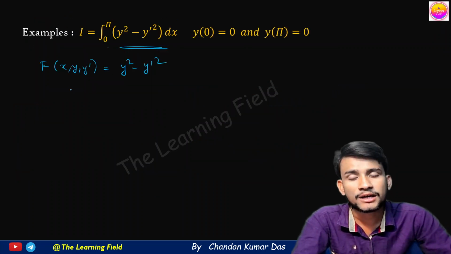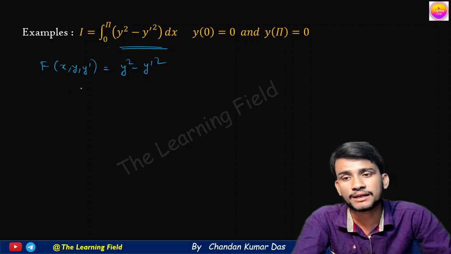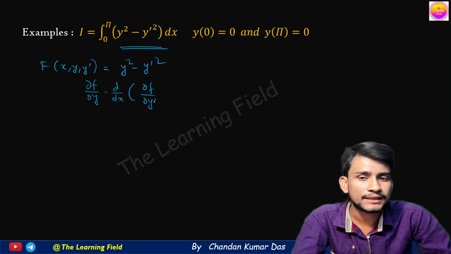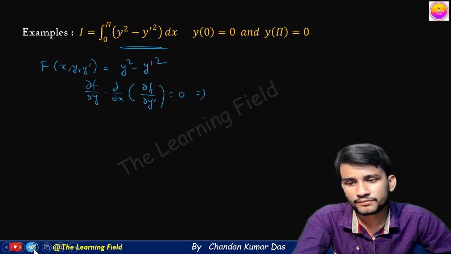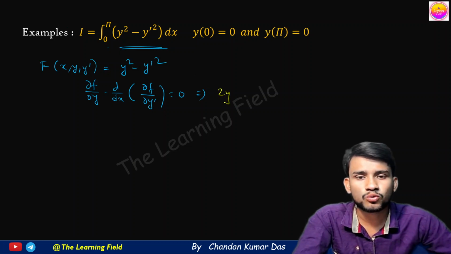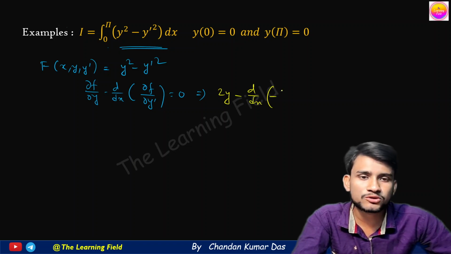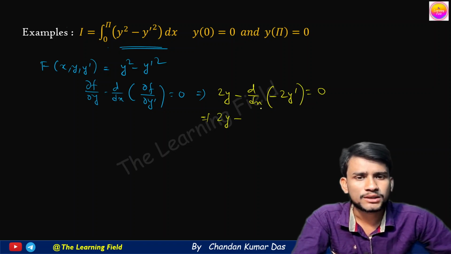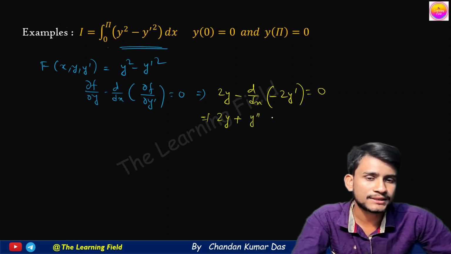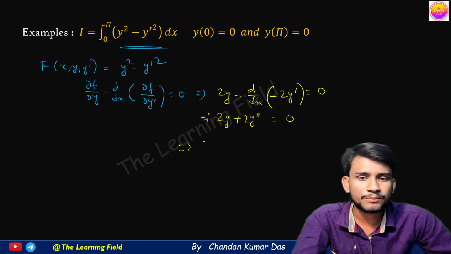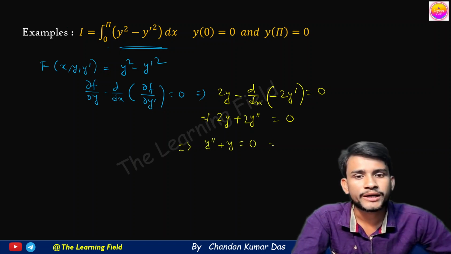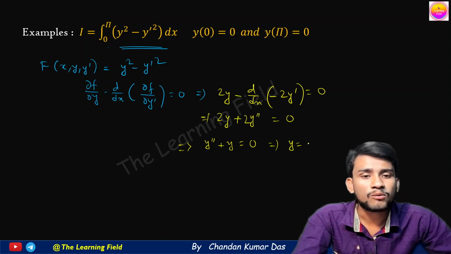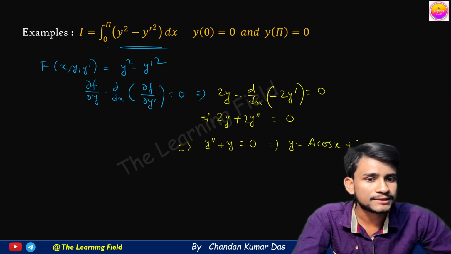Here I can apply the general formula also. The formula is ∂f/∂y minus d/dx of ∂f/∂y dash, this is equal to 0. Now this means ∂f/∂y is 2y minus d/dx of ∂f/∂y dash, which is minus 2y dash, equal to 0. So 2y minus d/dx of minus 2y dash means plus 2y double dash, equal to 0. Now this implies y double dash plus y equal to 0. This is simply a differential equation of order 2, so y equal to a cos x plus b sin x.